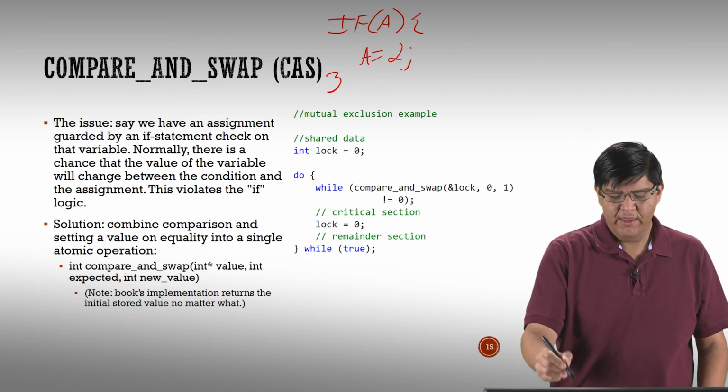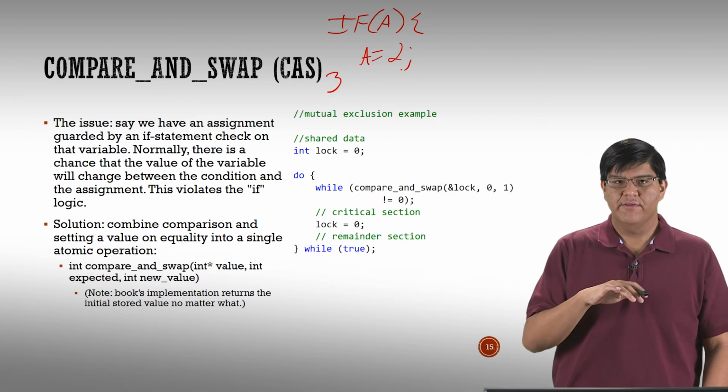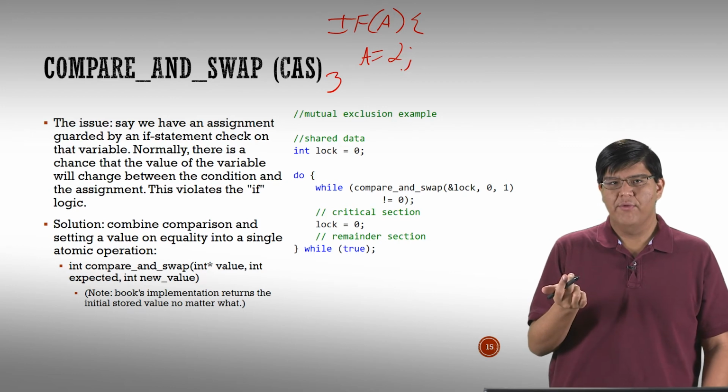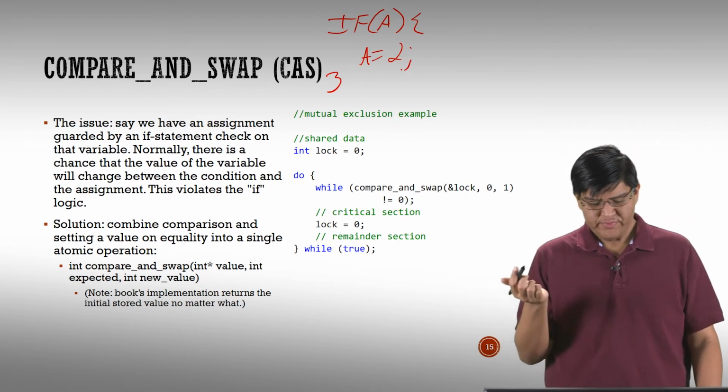I don't know, A equal 2, right? So I'll check A and then assign it. So this is a restricted case of what I just drew. This is the one that the compare and swap will basically try to address.